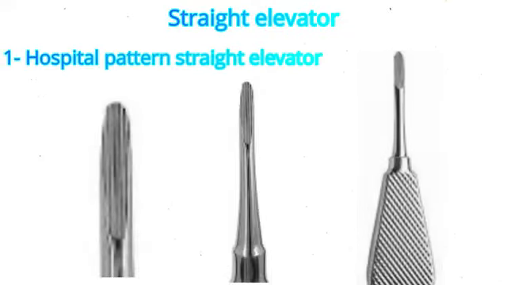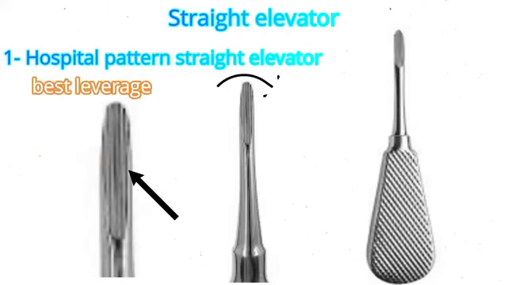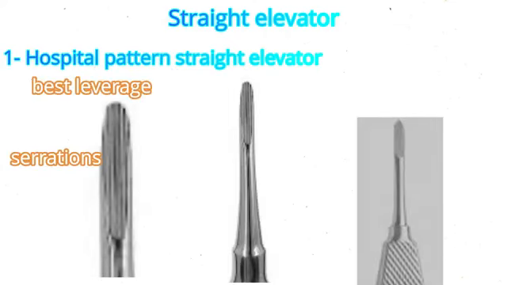luxated. The most commonly used types of straight elevator are the hospital pattern straight elevator, which has a rounded tip with vertical serrations on the inner surface of the blade, and it provides the best leverage due to the serrations.